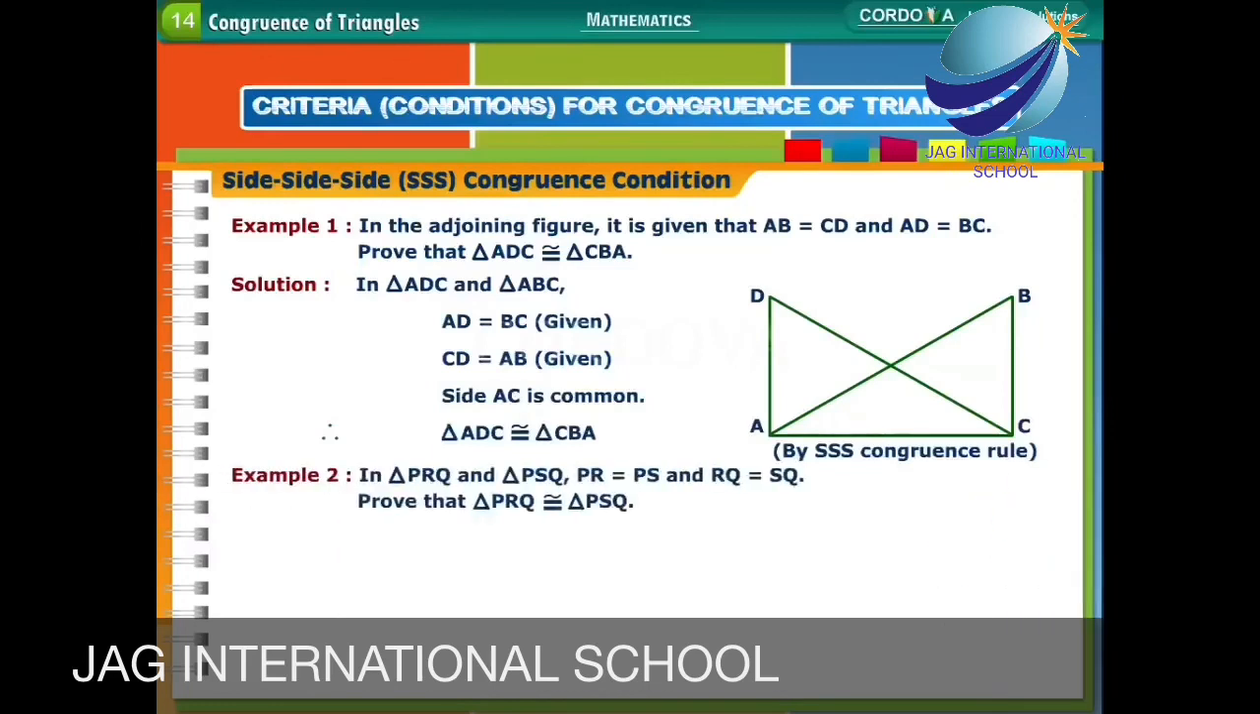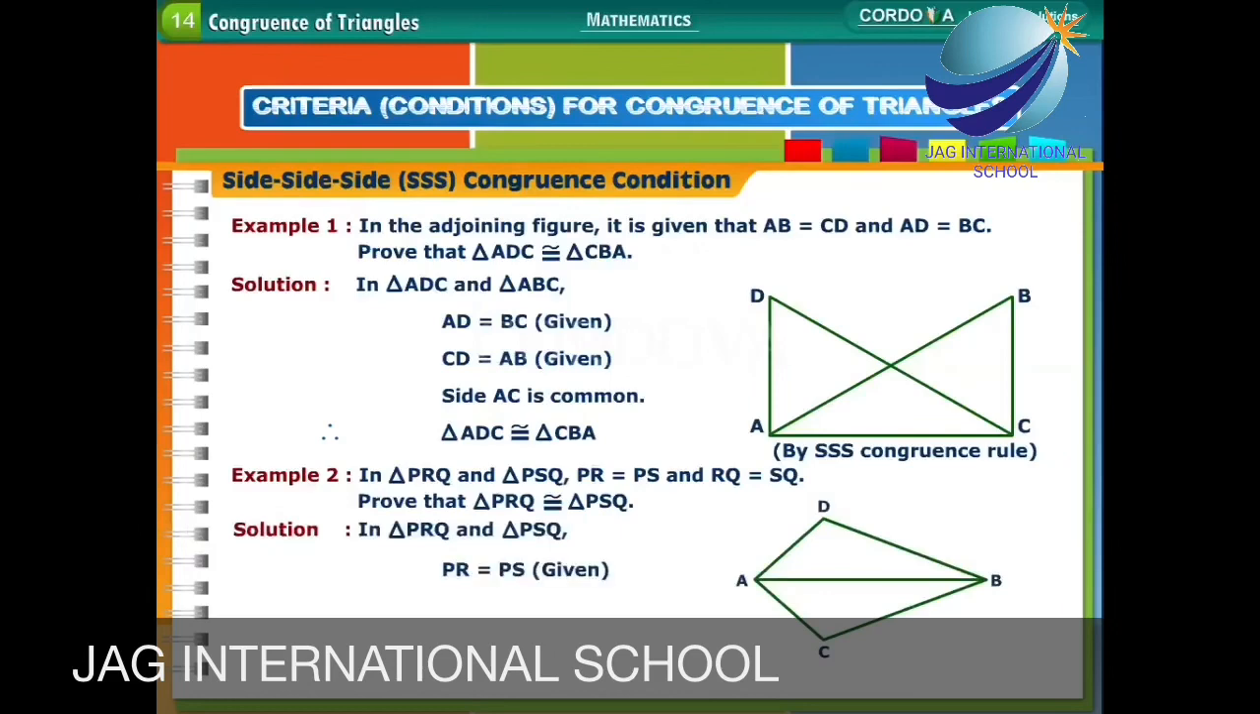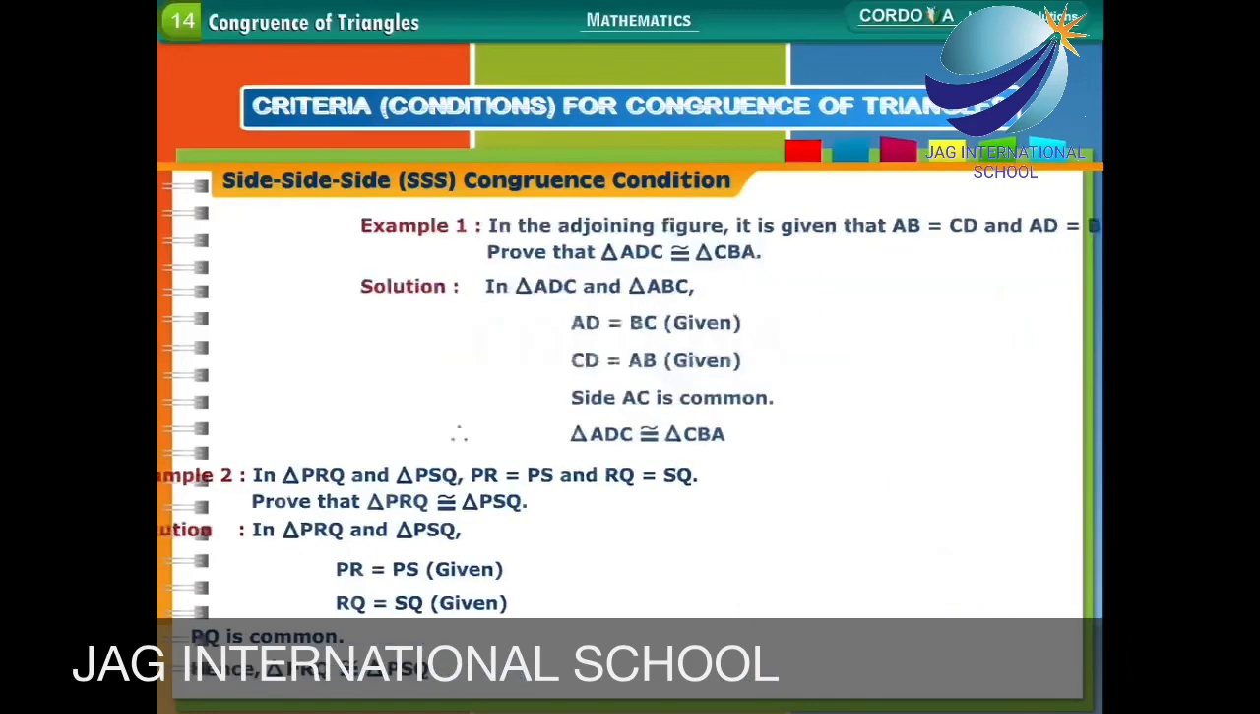Example 2. In triangle PRQ and triangle PSQ, PR is equal to PS and RQ is equal to SQ. Prove that triangle PRQ is congruent to triangle PSQ. Solution: in triangle PRQ and triangle PSQ, PR is equal to PS, given. RQ is equal to SQ, given. PQ is common. Hence, triangle PRQ is congruent to triangle PSQ.